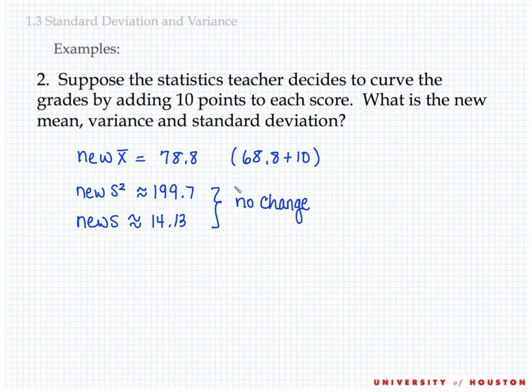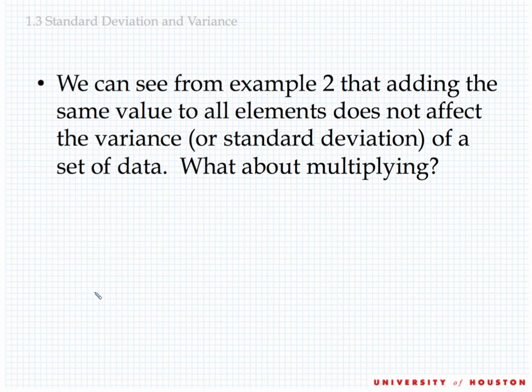Now this should make sense: the mean changes, and our standard deviation and variance do not. Remember, these two values are calculations of spread. All I've done is take my values and shift them all to the right by 10, added 10 points to everything. So there's no difference in the spread or dispersion of my data values. However, their mean has increased. So we can see from this example that adding the same value to all elements does not affect the variance, nor does it affect the standard deviation of a data set.